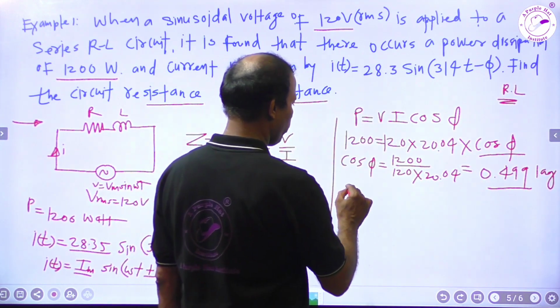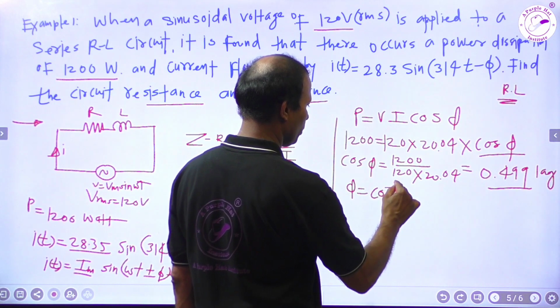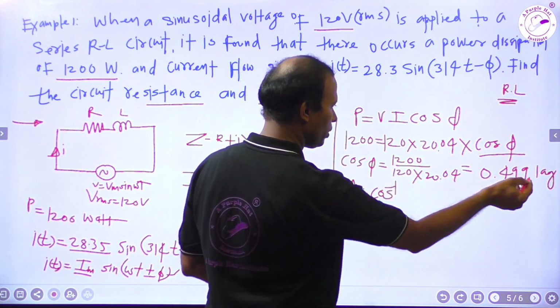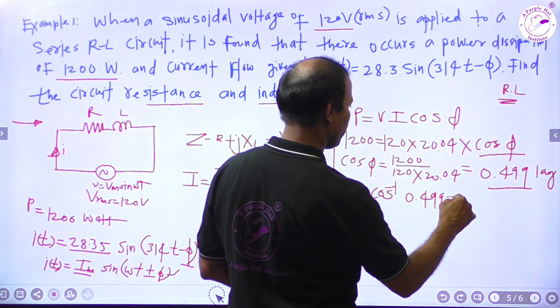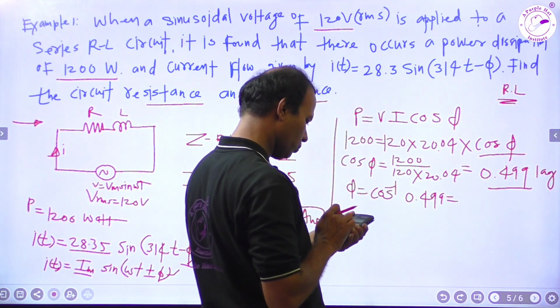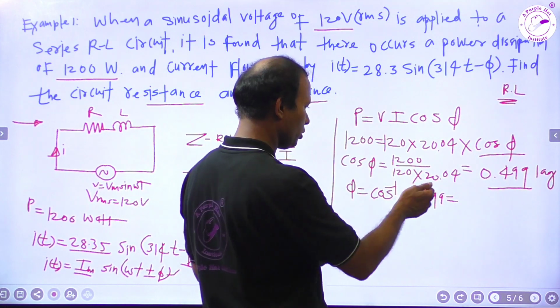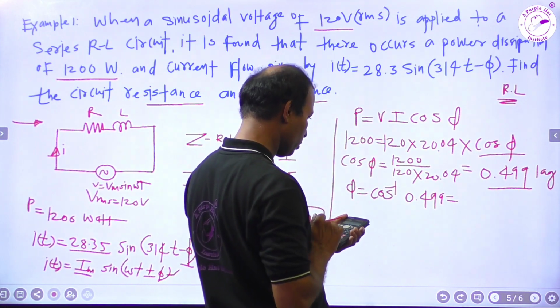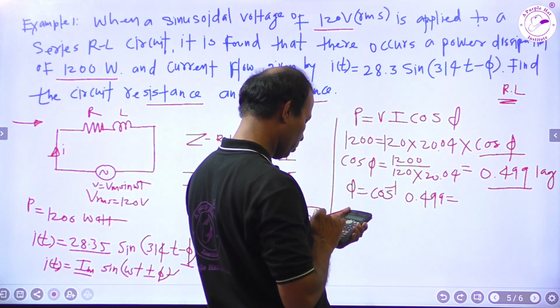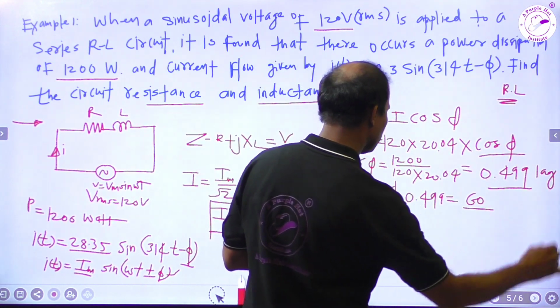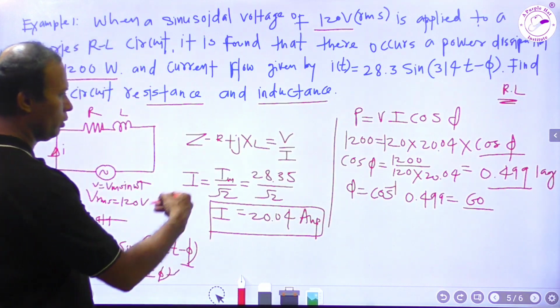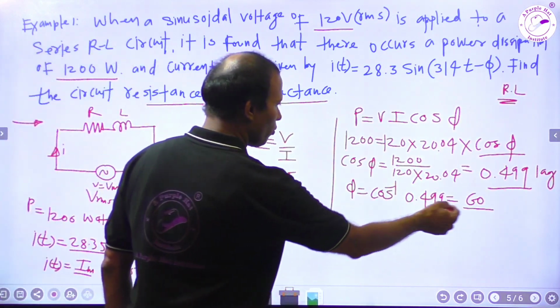Now from this we can find phi is equal to cos inverse 0.499. So what does cos inverse 0.499 come to? Let's see. This is equal to 60. Phi is equal to 60. Now we got the value of phi.